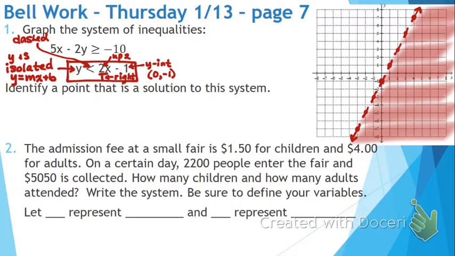There we go. If I grab any of the ordered pairs in that section that's shaded, they will work in my inequality. Now can I go and do the other inequality? Yes, now I can do the other one. So now we're going to go look at the top one.